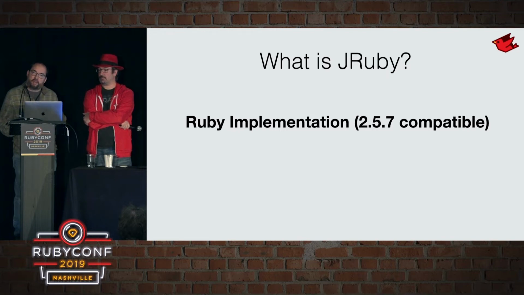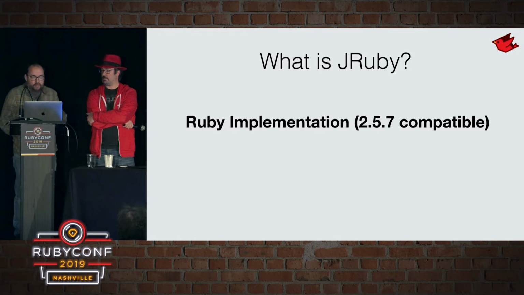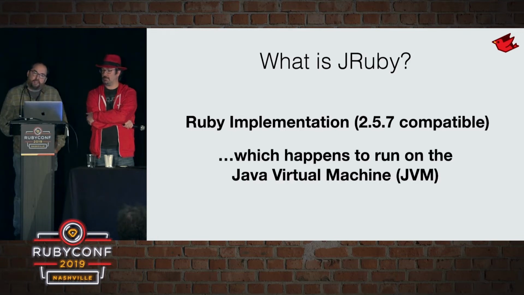We aim to be as compatible with 2.5.7 as we can. In the next major release of JRuby, we're going to be aiming for 2.7, sometime after 2.7 comes out. We happen to run on top of the Java virtual machine, and we do actually have some extra features that you can leverage from Java. But if you never use those, you could just think of this as just being a Ruby implementation.